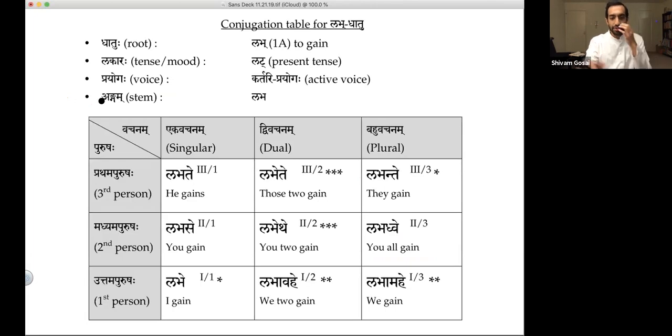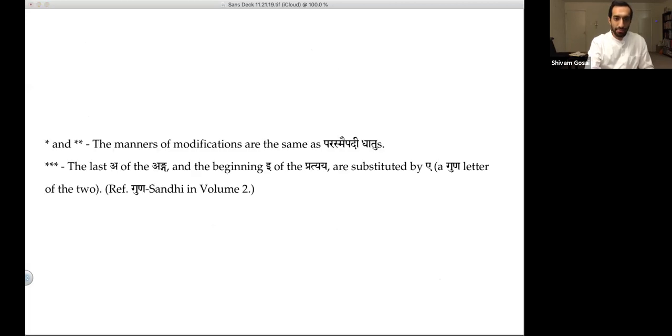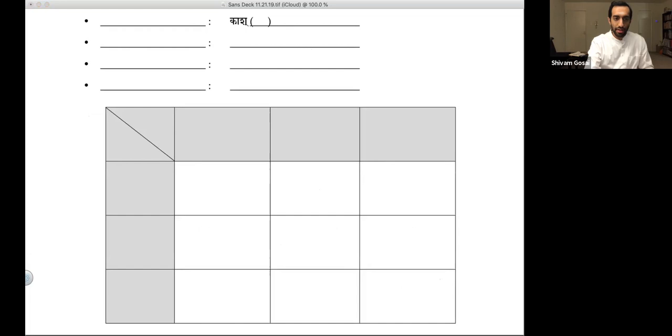Okay, so here's our final chart. This is what it looks like, right? Labate, labete, labante, labase, labete, labadve, labe, labavahe, labamahe. Okay. Let's do some more practice. So let's fill in the rest for Kash. So we already did some of Kash in last class. Let's just fill in the blanks.